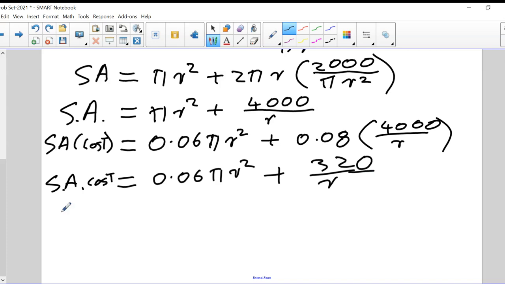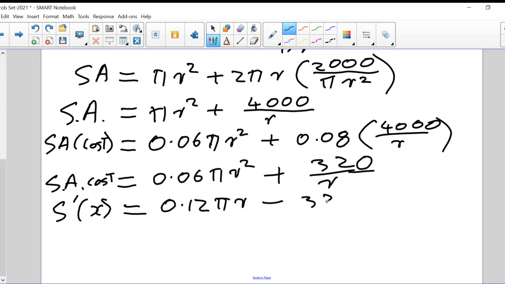And our derivative, so s prime of x would be equal to, again, you want to double check me on this, 0.12 pi r minus 320 over r squared is what I'm getting from that, right? Of course, that r is like r to the minus 1, and r to the minus 1 times 320 would be minus 320 r to the minus 2, which is the same thing as what I just got there. Okay? And this is what we're going to set equal to 0.